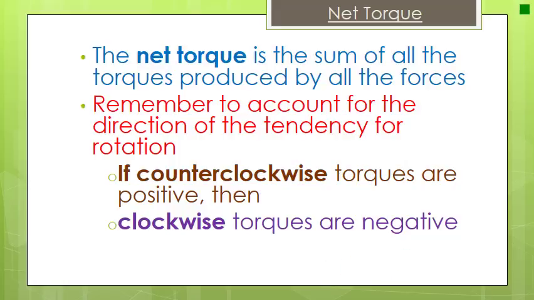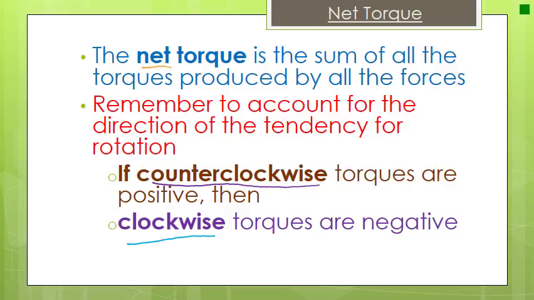Now, similar to adding forces, torques can be added to find the net torque. Okay, the net torque is the resultant torque by adding all the torques that act on the object as vectors. Now, the unique thing about torques or moments is that they have only two directions. You either can have a counterclockwise torque or you can have a clockwise torque.